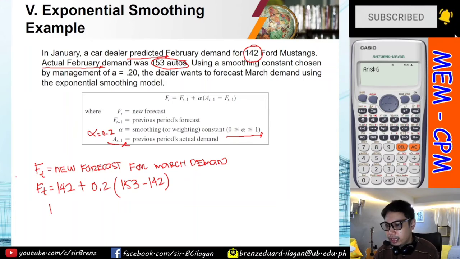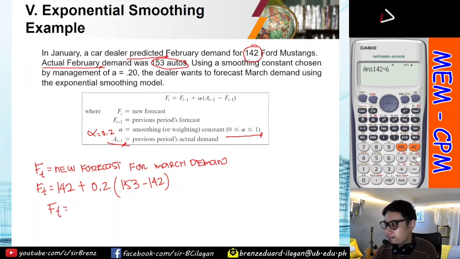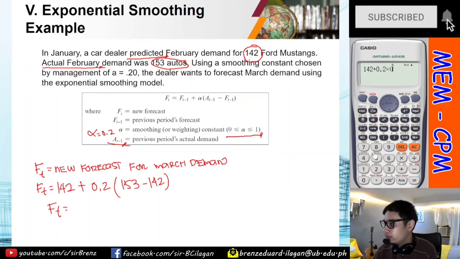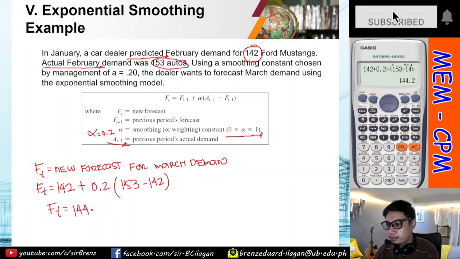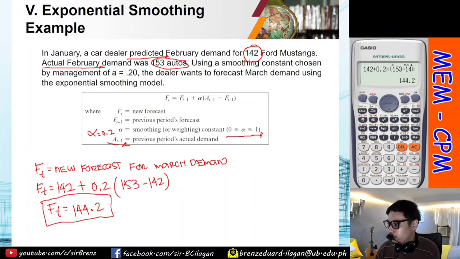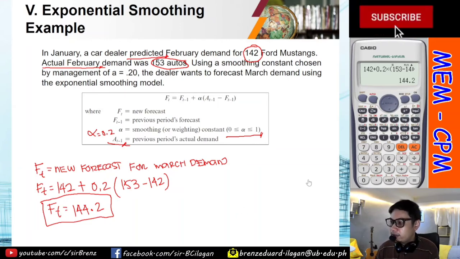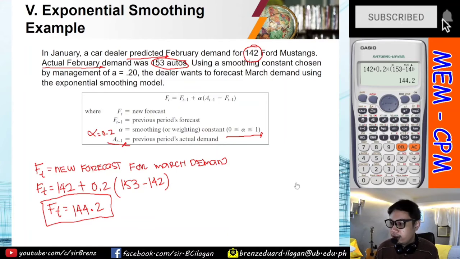Okay, so pindutin lang natin sa calc. Ayan. So 142 plus 0.2 times 153 minus 142. So the answer for this is 144.2. So ito yung magiging new forecast natin for the month of March. Okay, so that's the March demand forecast for Ford Mustang. So pwede mo siyang i-round up to, let's say, 144.